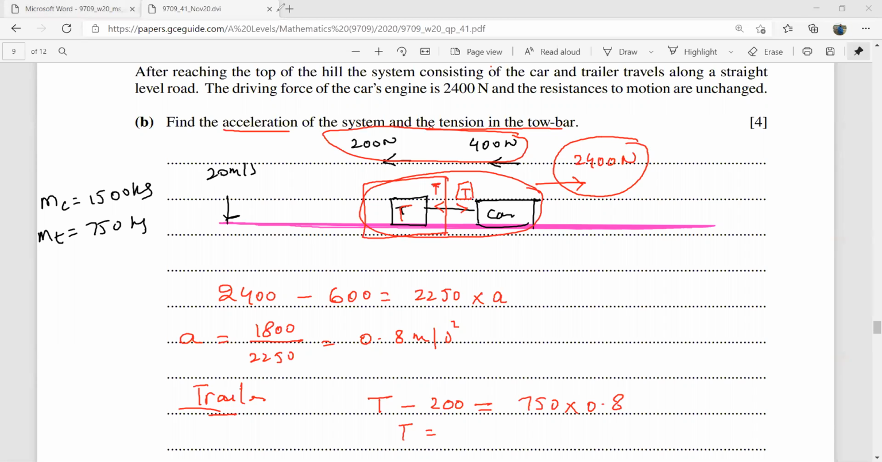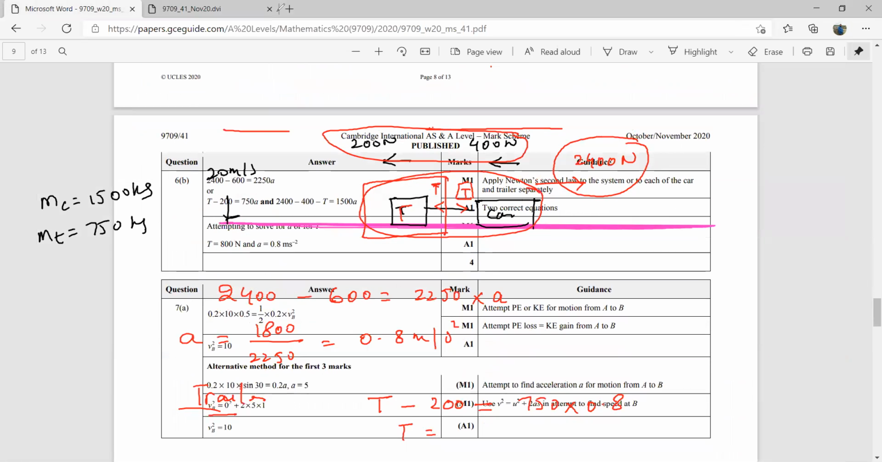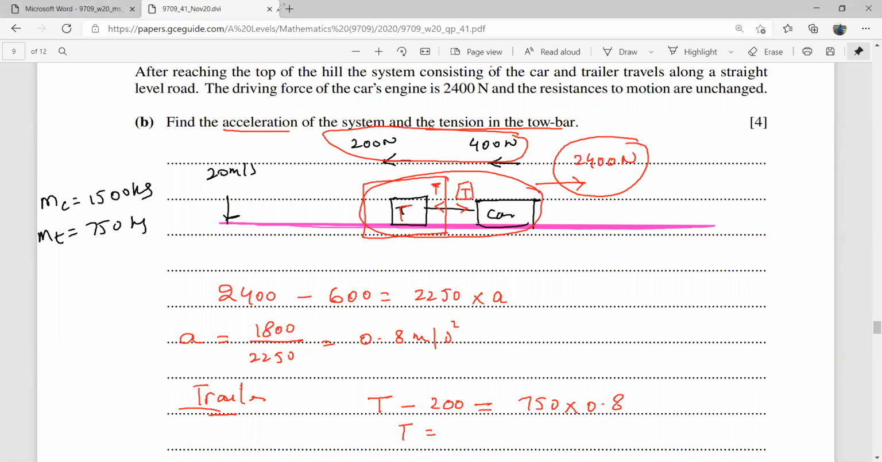Is that 800? 800, sir. Okay, so this is 800, which is the right answer. That is 800 newtons.